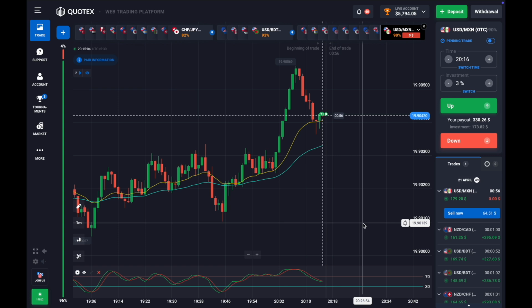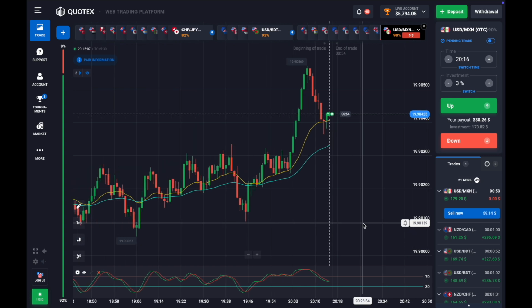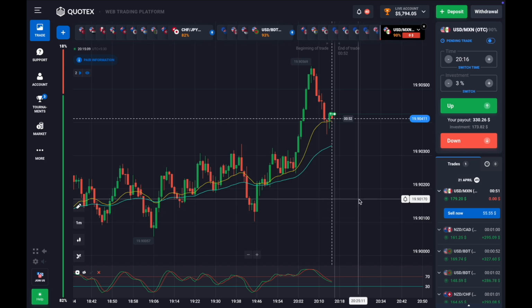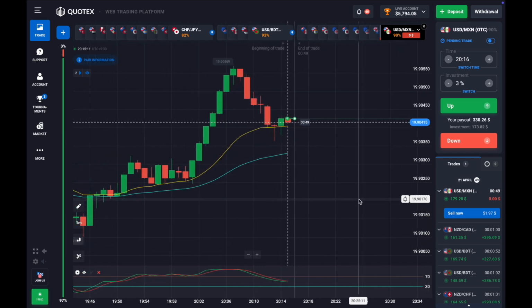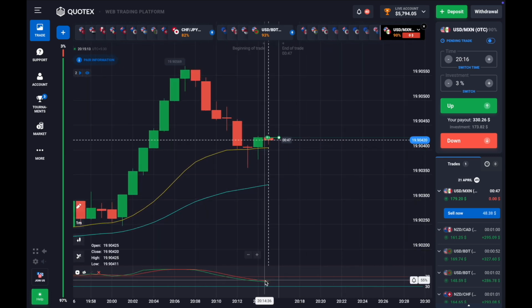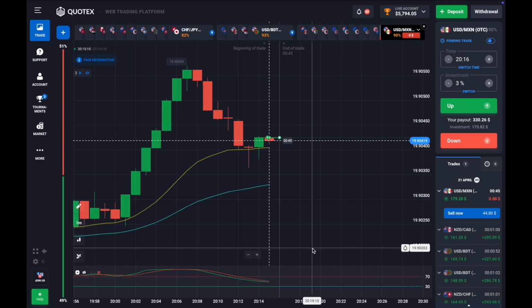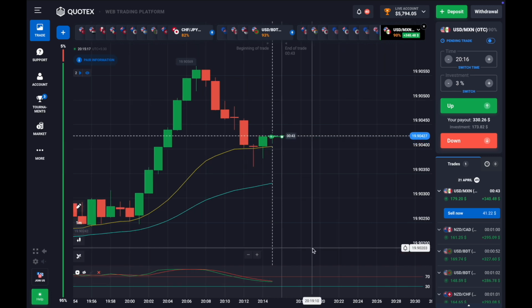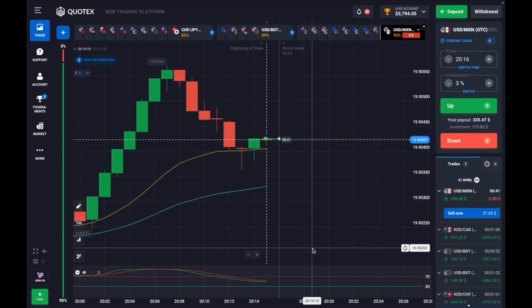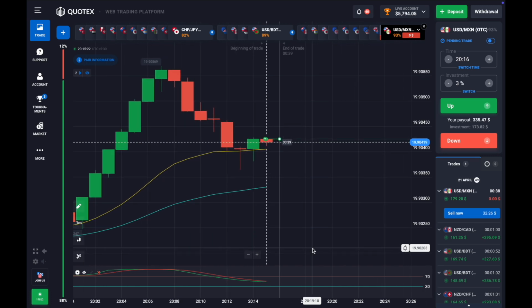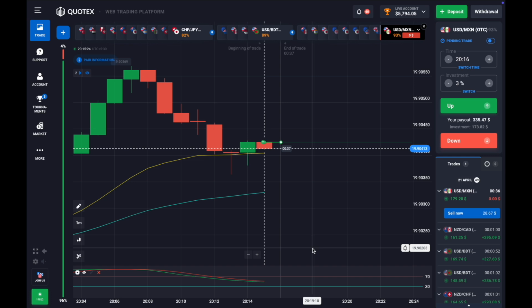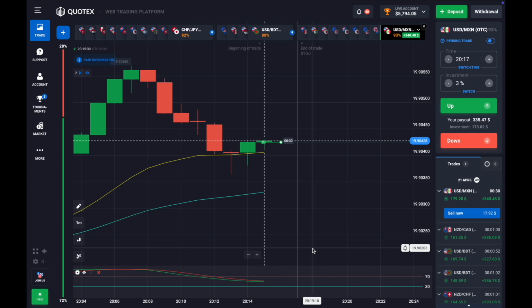So the rules are very simple. The candles need to be above our EMA, the EMA 20 needs to be above EMA 50, and the stochastic should not be in the overbought area. Okay, the stochastic needs to be at least around the 30 line, and this is the confirmation.